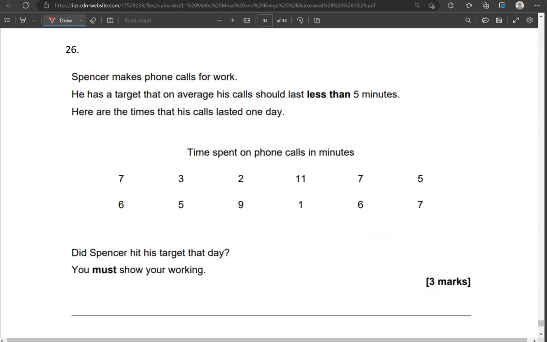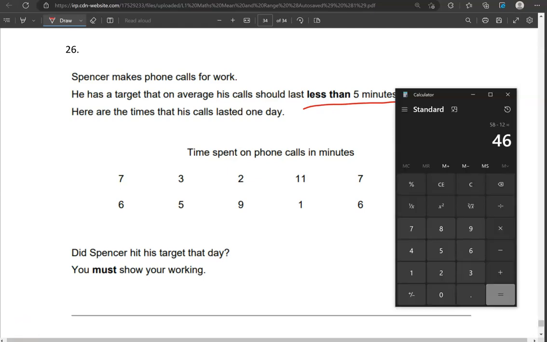Spencer makes phone calls for work. He has a target that on average his calls should last less than 5 minutes. Here are the times that his calls lasted 1 day. Did Spencer hit his target that day? You must show your working. Let's work out the mean.